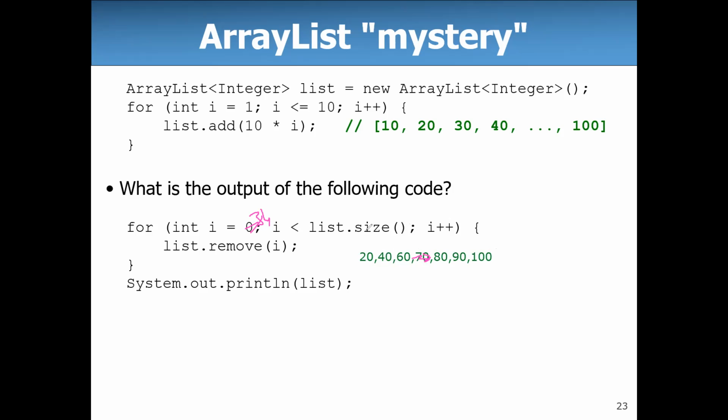Then you have 4. 4 is less than list dot size. Yes. Then list dot remove. You have 0, 1, 2, 3, 4. 90 is removed. And now we have I plus plus. Your list dot size is 5. So what is your list size? 1, 2, 3, 4, 5. Is 5 less than 5? No. So the system dot out dot println, this will be the output.